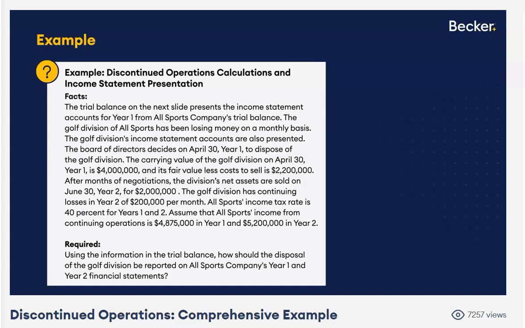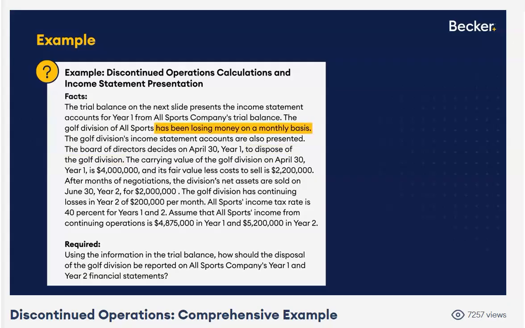They want to get rid of the golf division. Now, this is going to be a strategic shift in the business. It's going to affect the financial results because they're not going to have the revenues and expenses for the golf division anymore. They're not going to have the assets and liabilities for the golf division anymore. They're not going to have the cash inflow and cash outflow for the golf division. So it's a major segment, strategic shift. They want to get rid of it because it's losing money on a monthly basis.